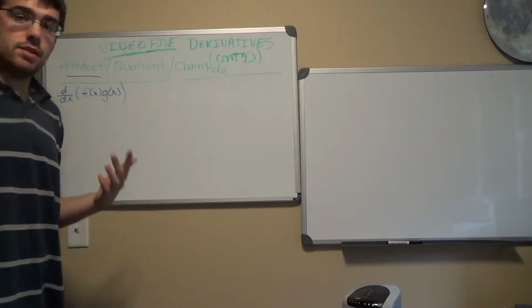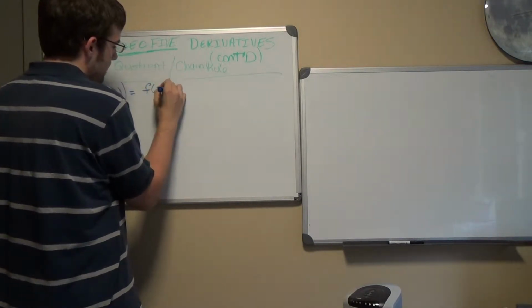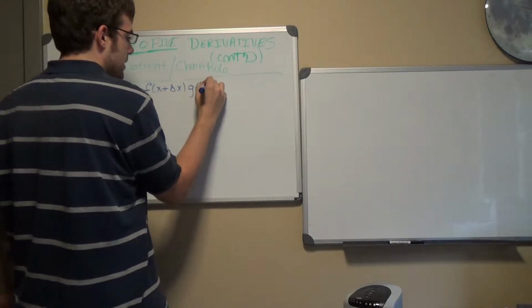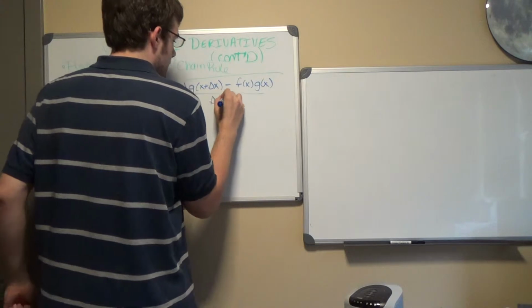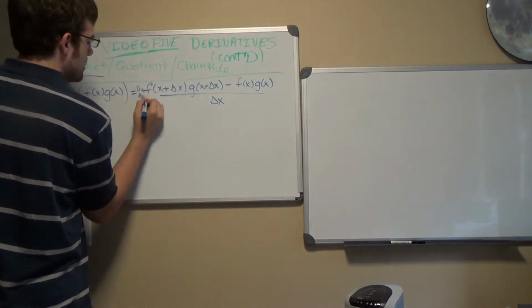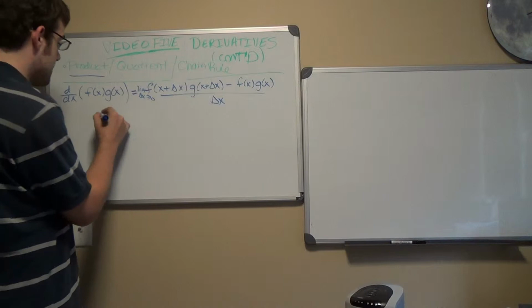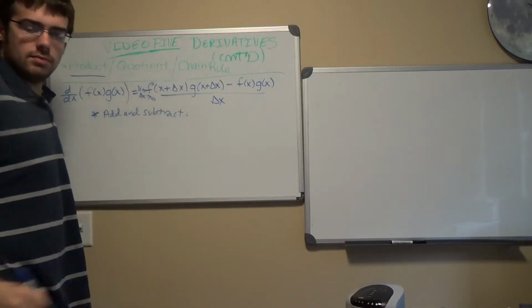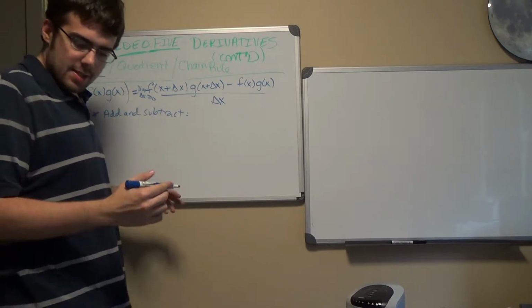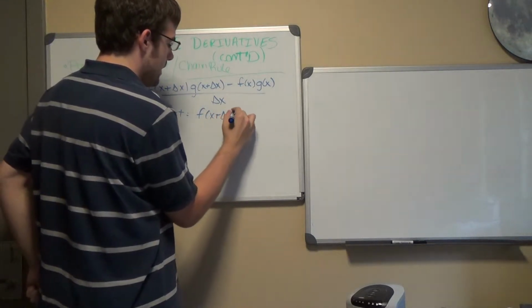So first, let's use the instantaneous rate of change formula. So we have f of x plus delta x times g of x plus delta x minus f of x g of x, divided by delta x, and we have the limit as delta x approaches 0 of this. By algebraic manipulation, we have to add and subtract the following to the numerator: f of x plus delta x times g of x.